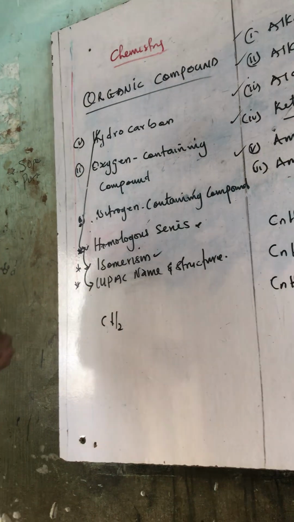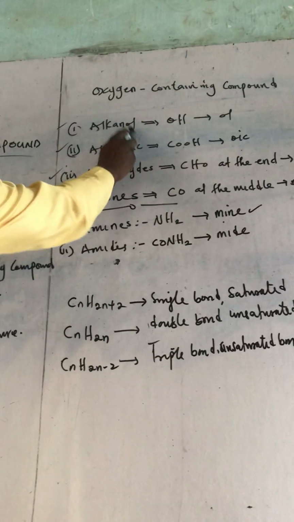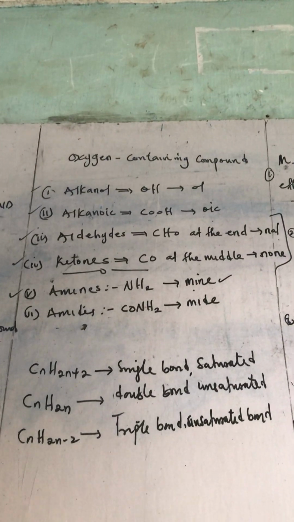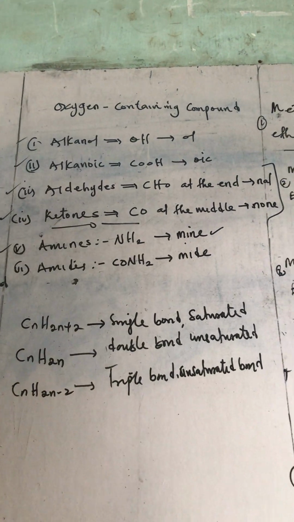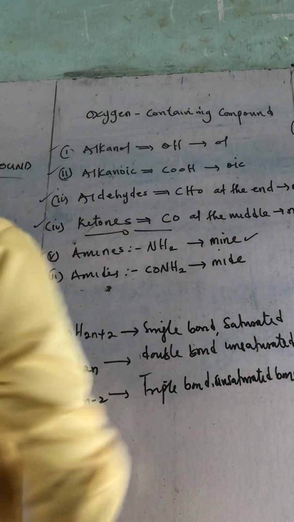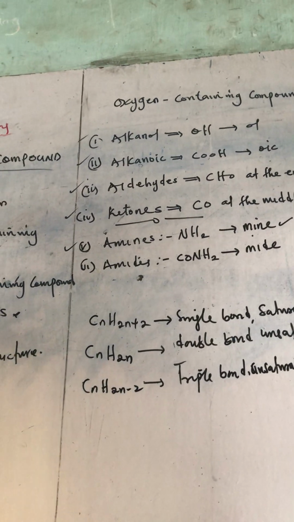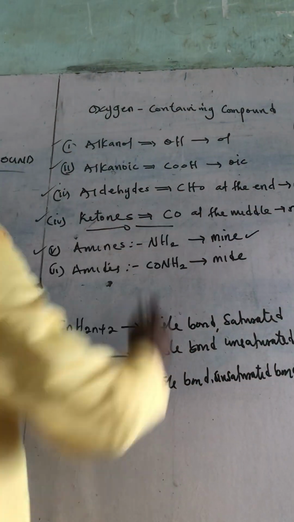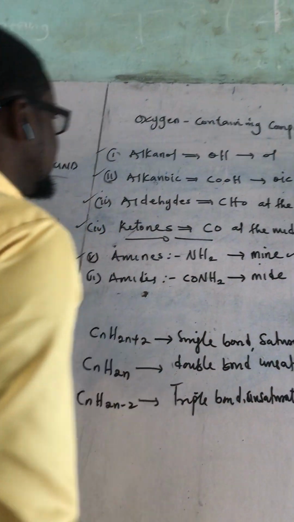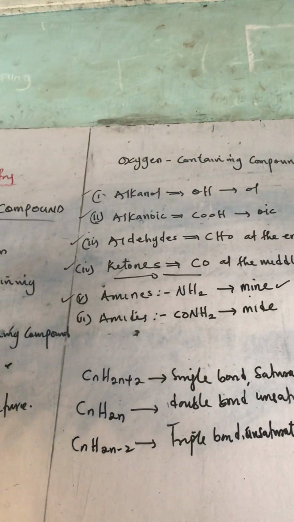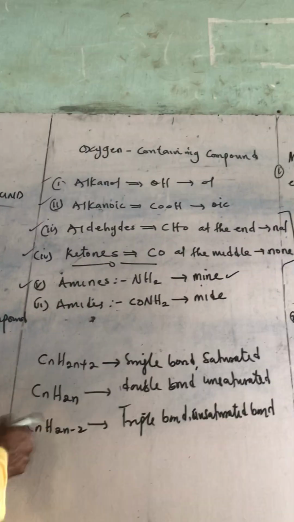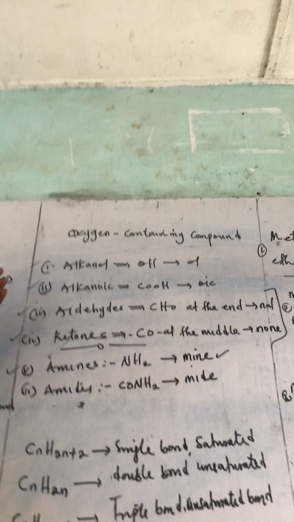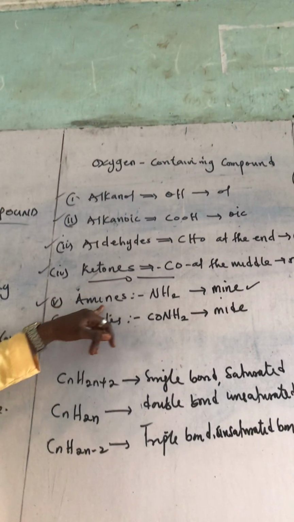Here we should be looking at the family of alkanol, and the functional group is OH. We can have alkanoic, and the functional group is COOH. We can have the family of aldehydes, and the functional group is CHO. And then we can have the family of ketones, and the functional group is what? CO. Then when carbon bonds also with nitrogen, we can have amines and amides.